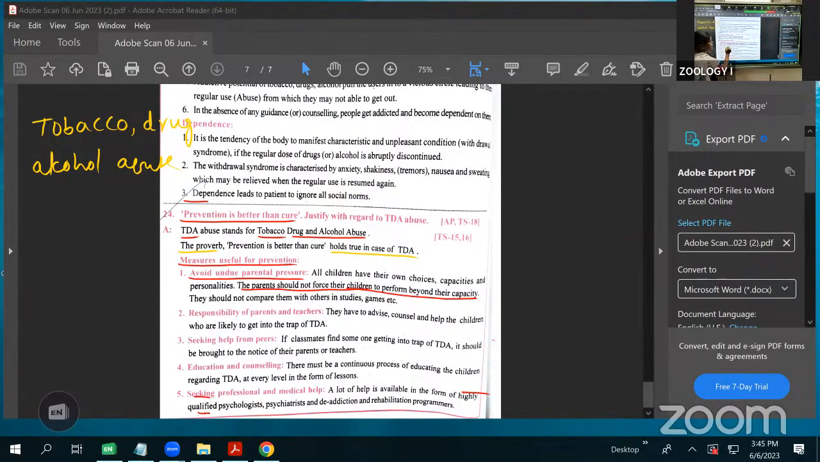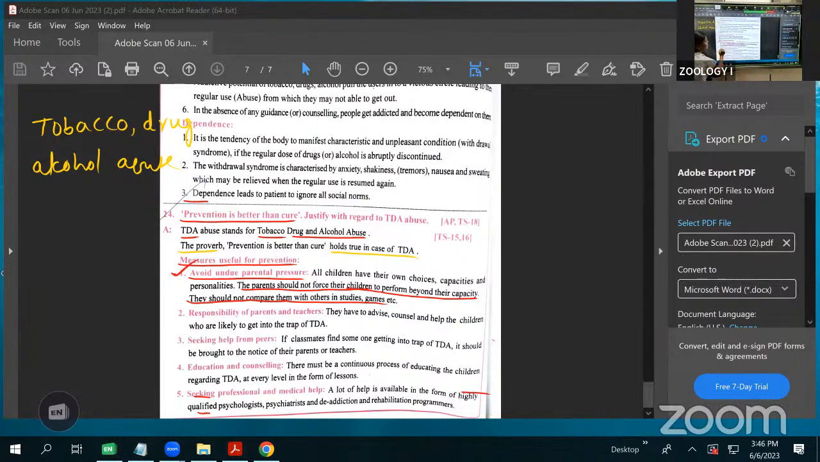They should not compare. And also we should not compare the children with other children, whether in studies, sports, or games. Here, what is the measure? First one: avoid undue parental pressure. Parents should not put pressure on the children beyond their capacity in studies and also in games. That is the first measure, called avoiding undue parental pressure.